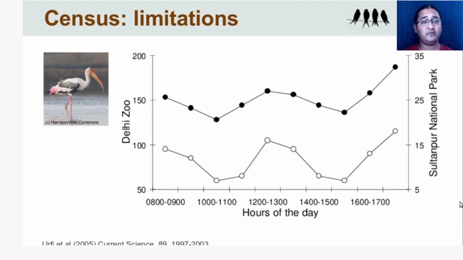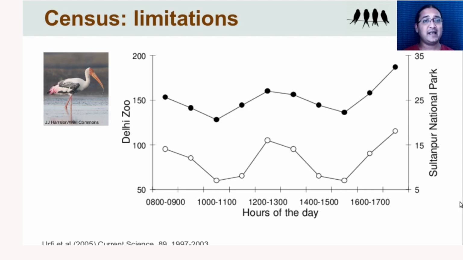This is an example of counting painted storks at two locations, Delhi Zoo and Sultanpur National Park. You can see that depending on what time of the day the counts are being made, the counts can change quite a bit. In Delhi Zoo, for example, if you go early in the morning at 8 o'clock, you might see 100 painted storks, but if you go at 10 o'clock, you might see only 50. So the total counts can vary quite a bit depending on time of day and other factors, and you might not get an accurate idea of how many birds are actually there in the habitat, because some of the individuals might have left the habitat temporarily, to come back later to feed or to roost.